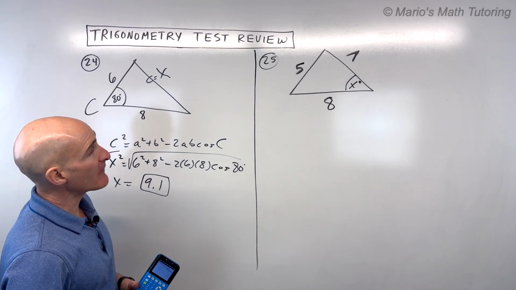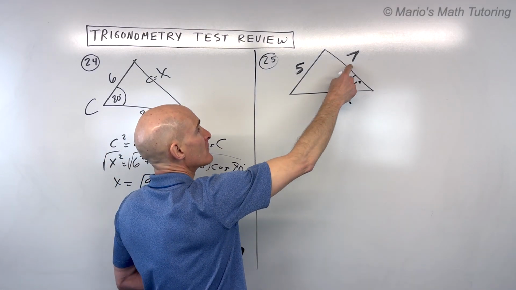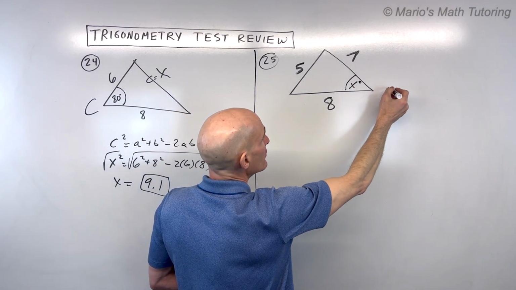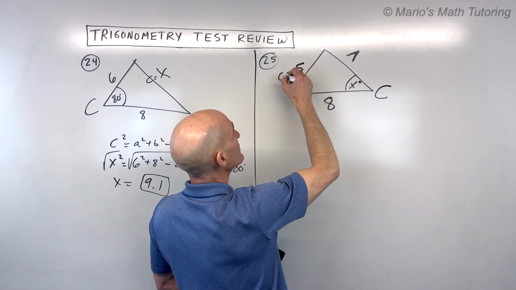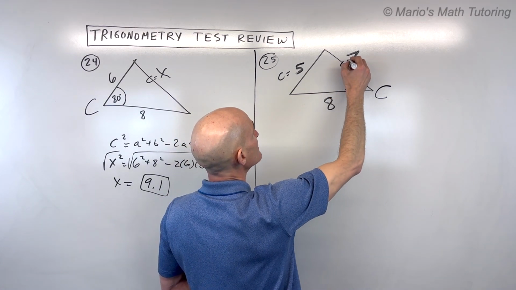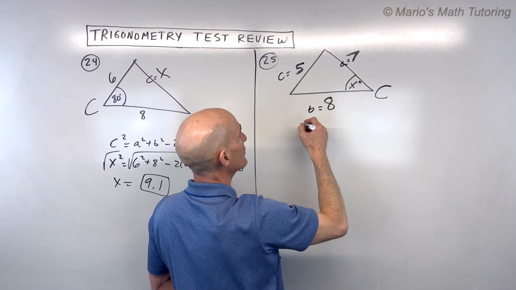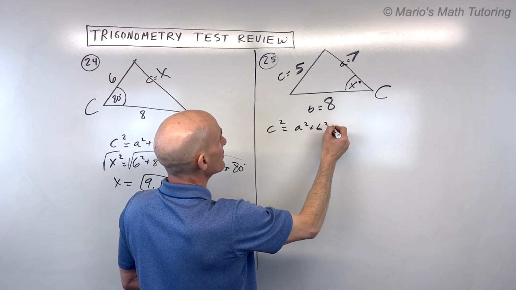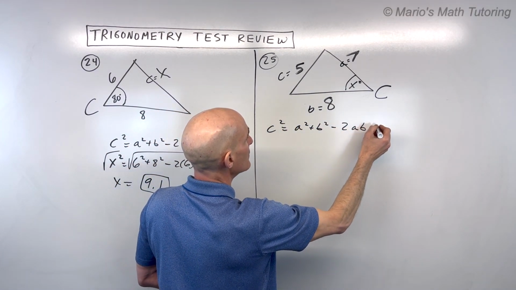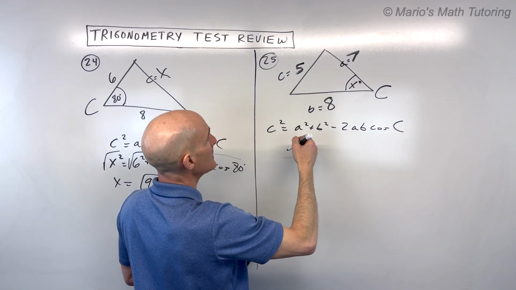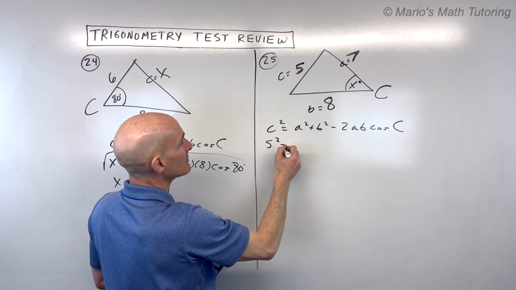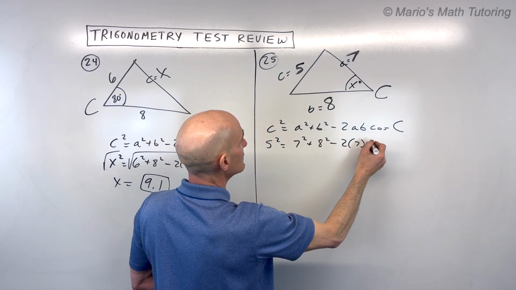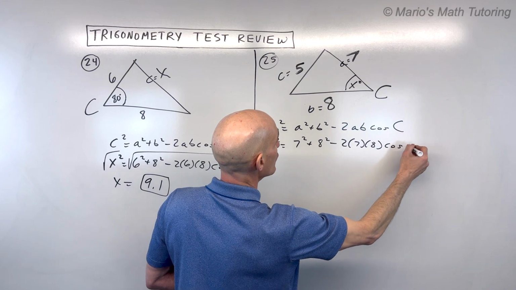Okay, for number 25 now, same idea. We're given three sides. We have to use the law of cosines, but we're solving for the missing angle. So I'm going to call this angle C, and we're going to call this side C. We can call this side A and this side B. Okay, so I'm going to write the formula down. We've got c squared equals a squared plus b squared, just like the Pythagorean Theorem, minus 2ab cosine angle c. We know side c is 5, a is 7, b is 8, and we don't know the angle, cosine of x.